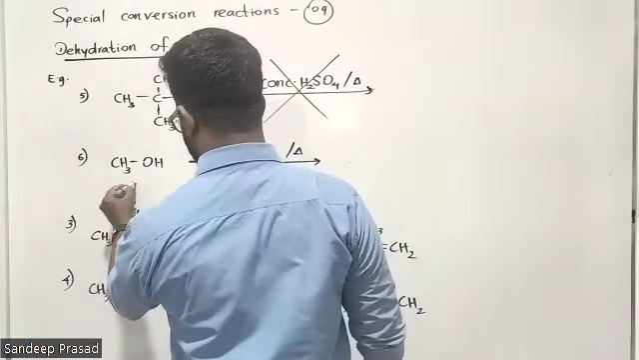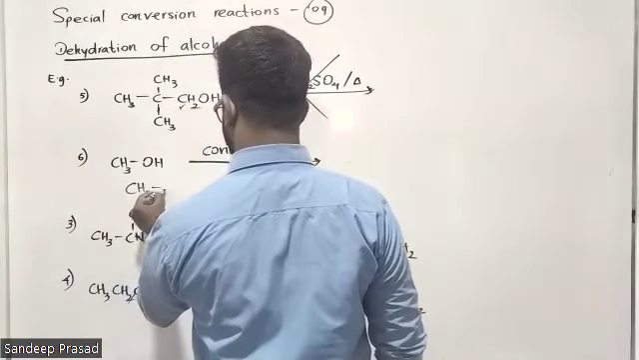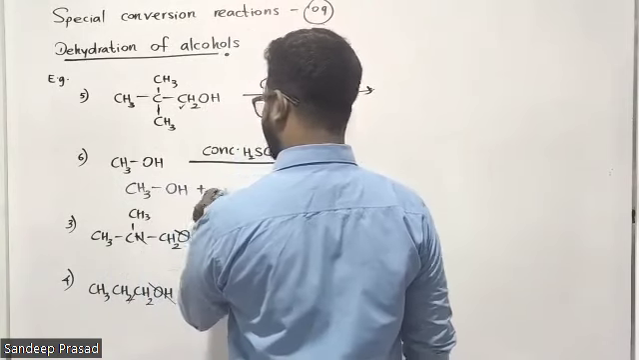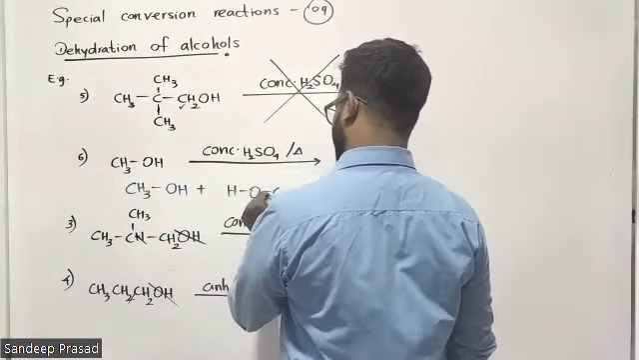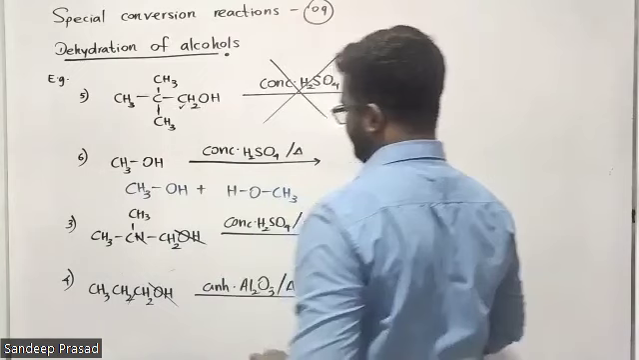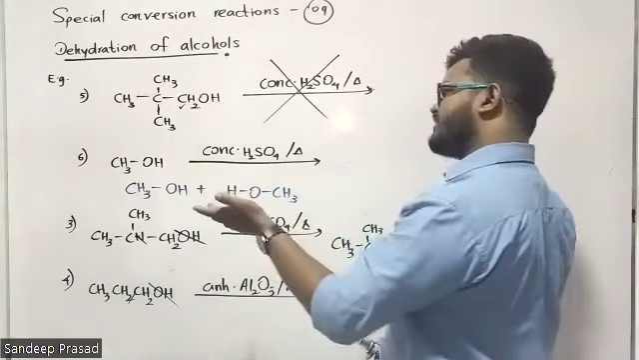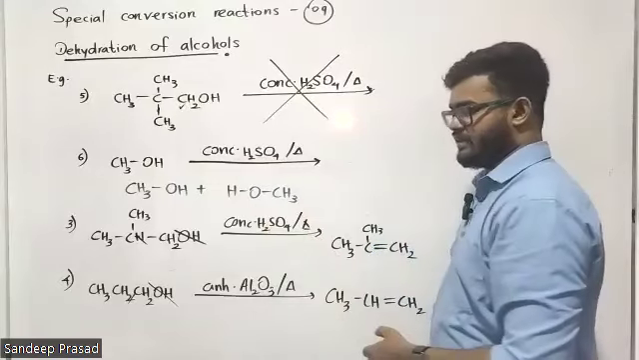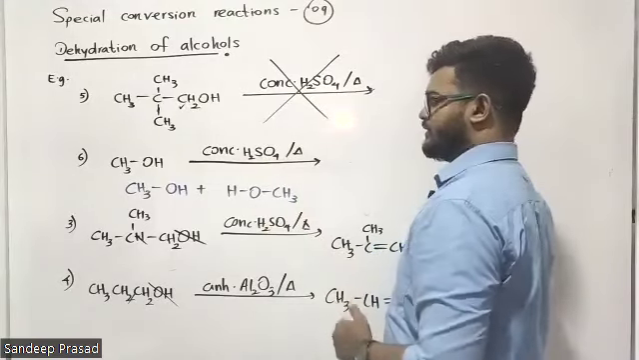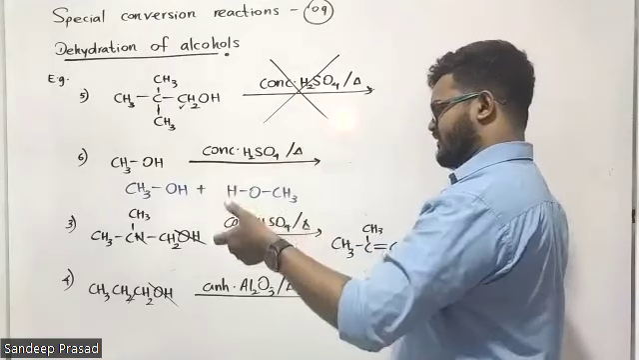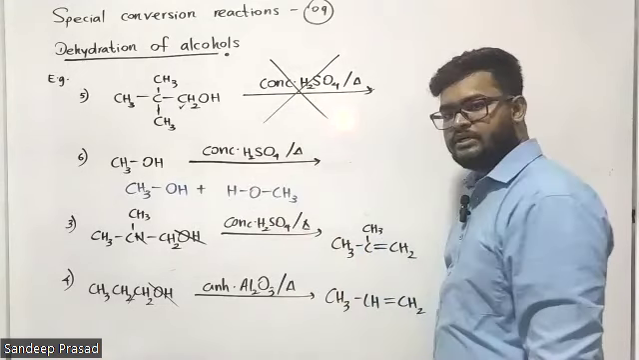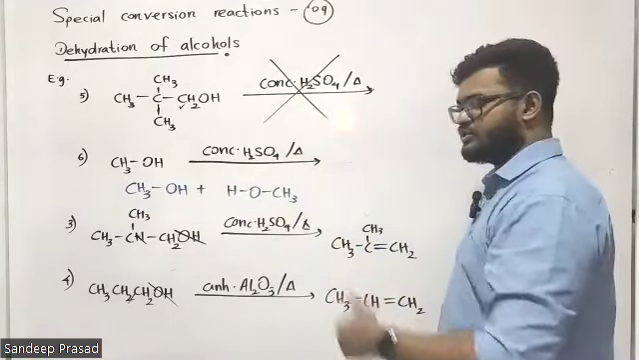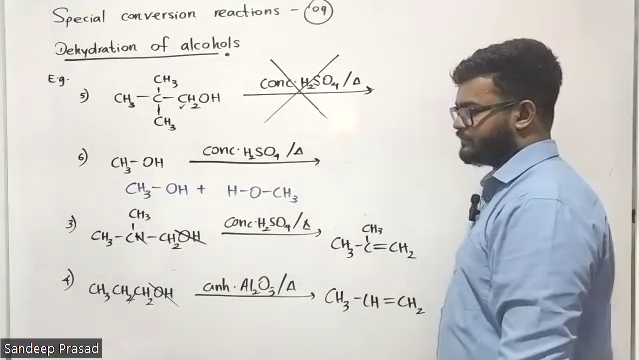Just imagine this way: CH3OH is connecting with another CH3OH. There are two molecules combined. Anyhow, dehydration should take place there. Dehydration means a water molecule should be released from the compound. Water molecule should liberate from the compound.